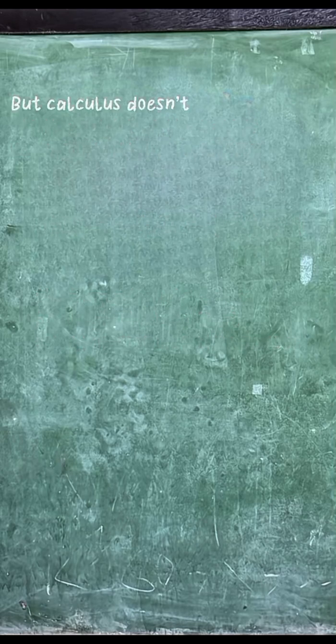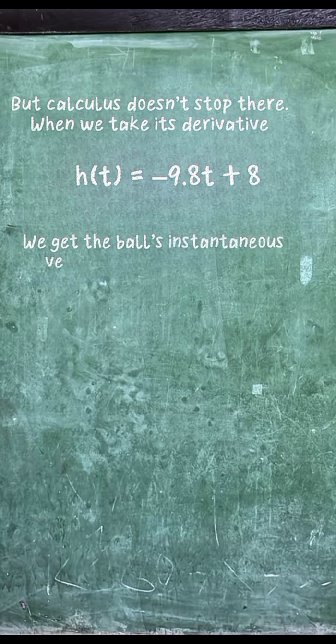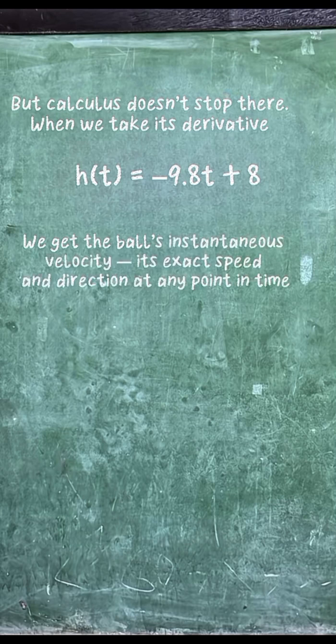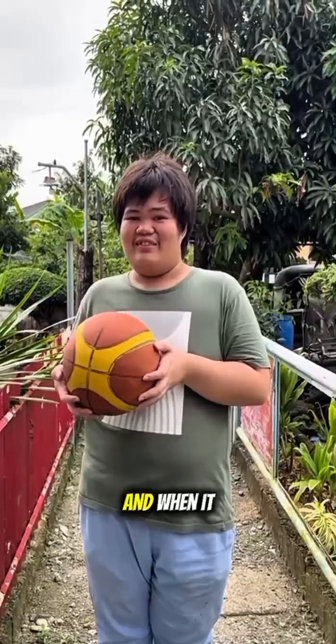But calculus does not stop there. When we take its derivative, h'(t) = -9.8t + 8, we get the ball's instantaneous velocity, its exact speed and direction at any point in time. That's how we know the maximum height, the time it will stay in the air, and when it will hit the ground.